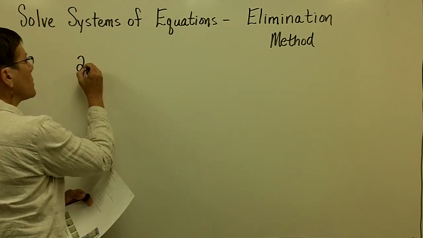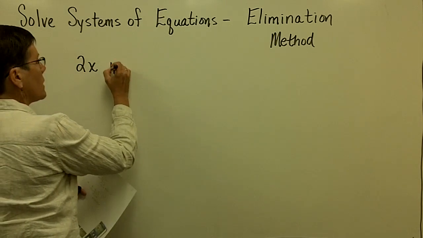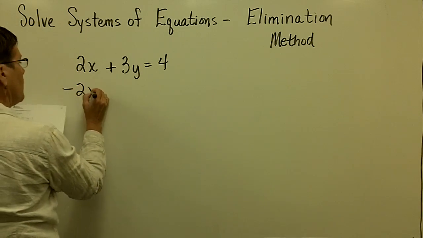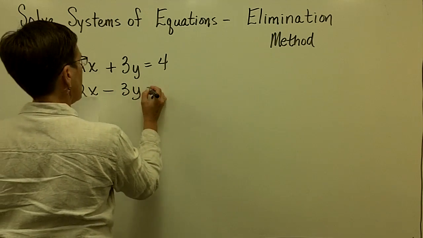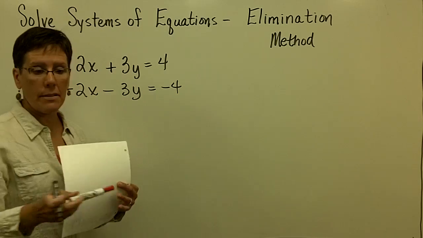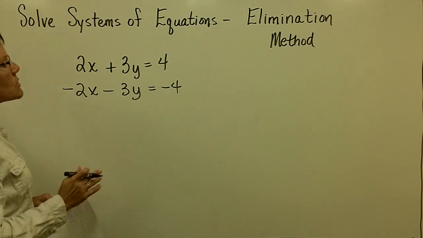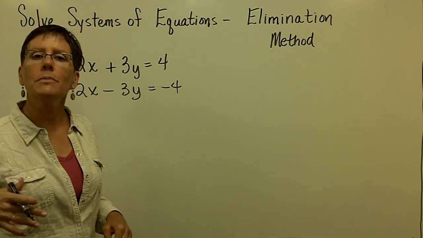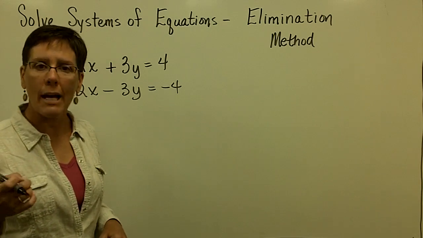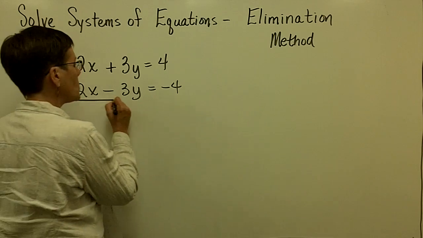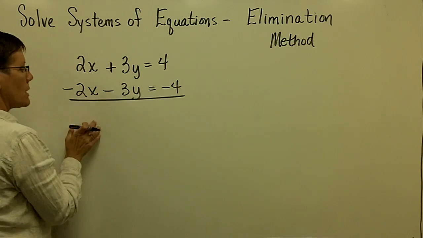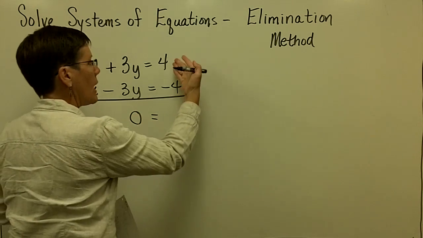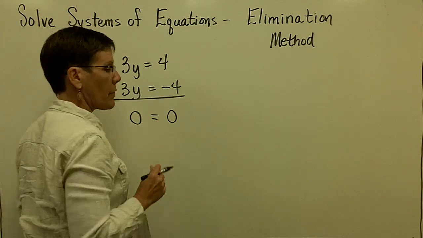So here's an example of a system that's in standard form. And you know, sometimes you have to get these in standard form. This one is ready to go, and you might notice that the coefficients in front of the x terms and in front of the y terms are equal and opposite in sign. Wow, that's unusual. So when I add those, I get nothing. So I have to put the 0 down, and a 4 and a negative 4 is nothing.